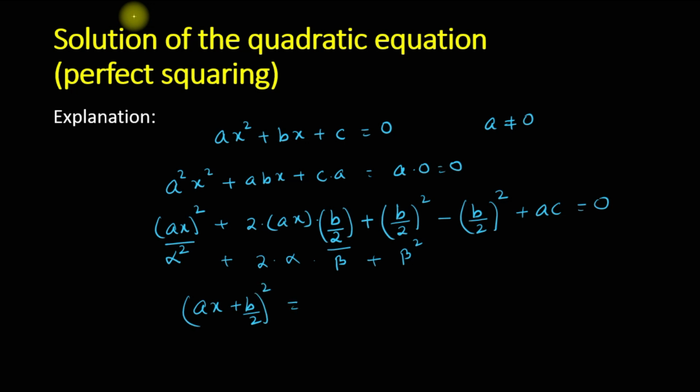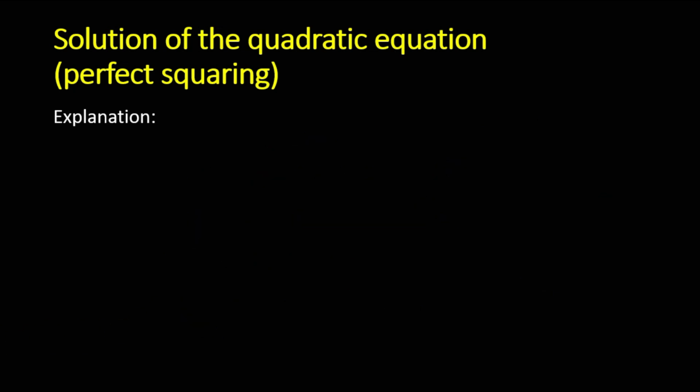This is equal to, we transpose b²/4 and ac to the right-hand side, so we can write b²/4 − ac. This can be written as (b² − 4ac)/4. Now we have (ax + b/2)², so taking the square root on both sides, we can write ax + b/2 equal to the square root of (b² − 4ac)/4.